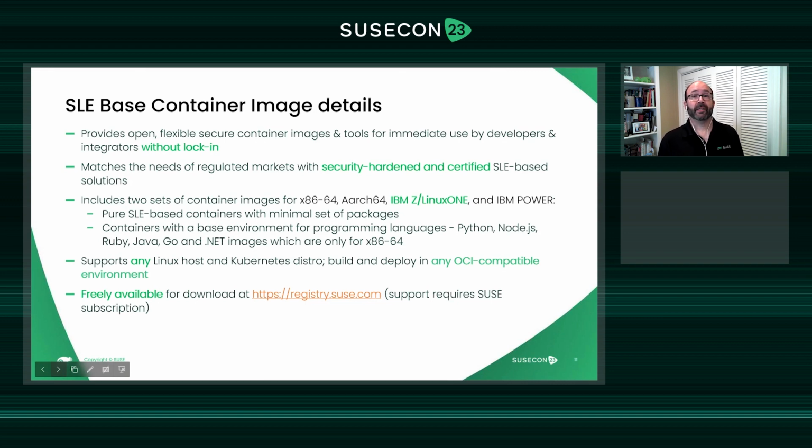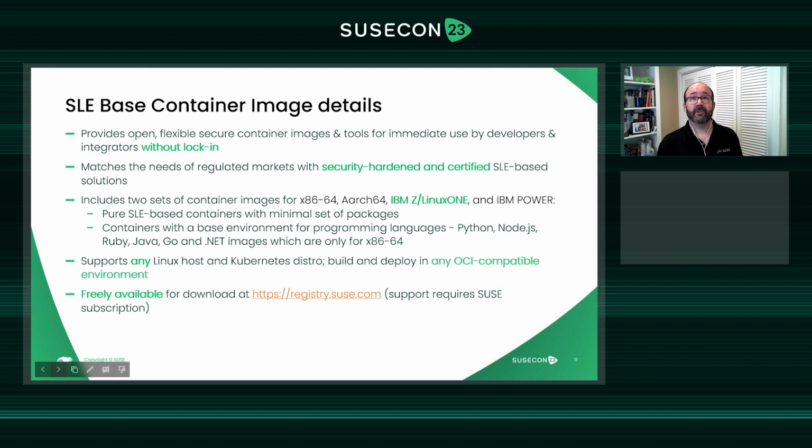They match the need for regulated markets because they are security hardened and certified based on the SUSE Linux Enterprise operating system. We have two sets of container images across multiple architectures, including the IBM Z and LinuxONE platform. There are pure SUSE Linux Enterprise-based containers with a minimal set of packages for rolling your own applications and workloads. And then there are container images that can contain a base environment for a variety of programming languages that can include Python, Node, Ruby, and so forth. Some of these are only available on the Intel x86 architecture, but there are a wide variety of other runtimes available across different architectures. Now, the important thing here is that they support any Linux host and Kubernetes distribution.